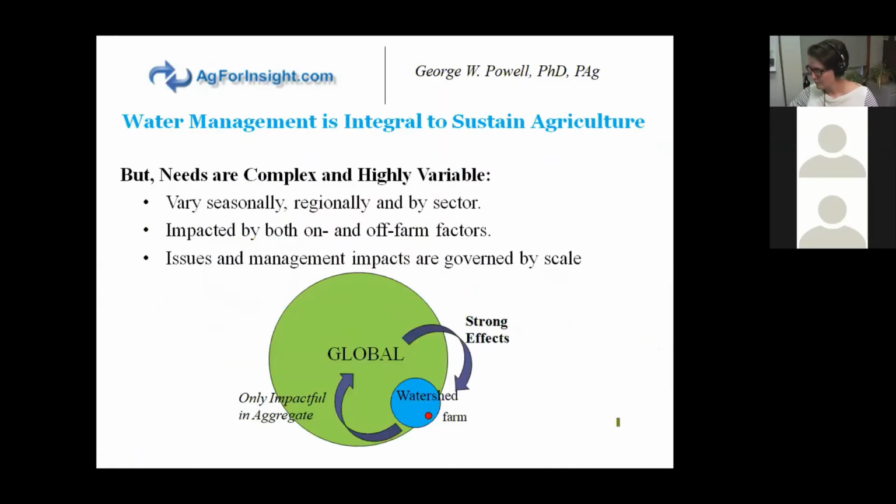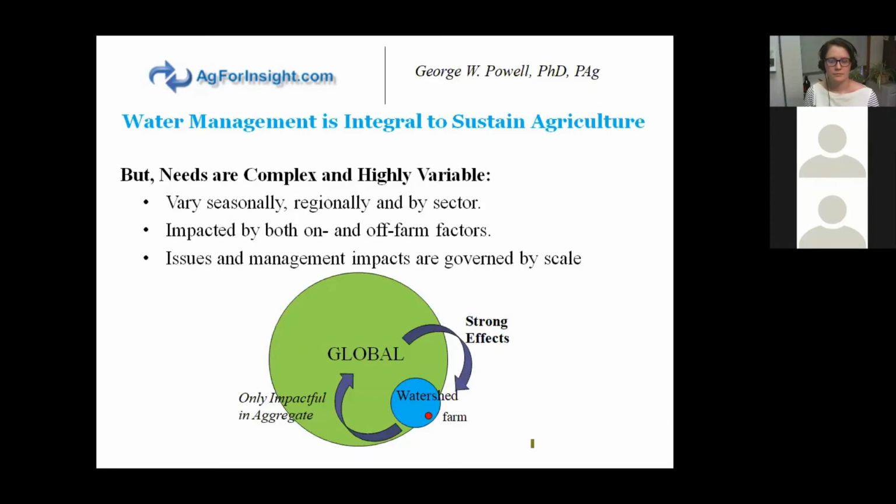So water is integral to sustaining agriculture, but the needs at the farm level are really complex and highly variable. These will vary seasonally, so your water needs at the beginning of the year are not necessarily the same as your water needs at peak crop production. They vary regionally, obviously, and by sector. So the water use and needs of someone who's doing an extensive forage production system are not the same as someone who's purely a livestock producer or a market gardener. And they're impacted by both on and off farm factors.